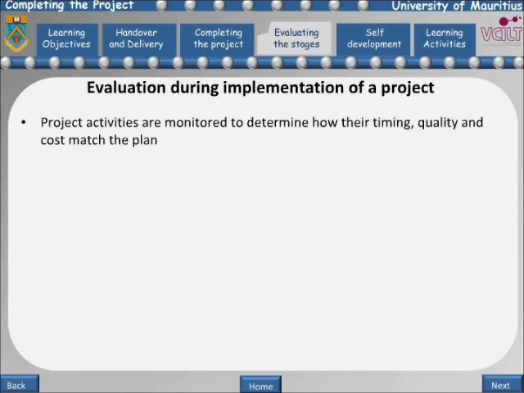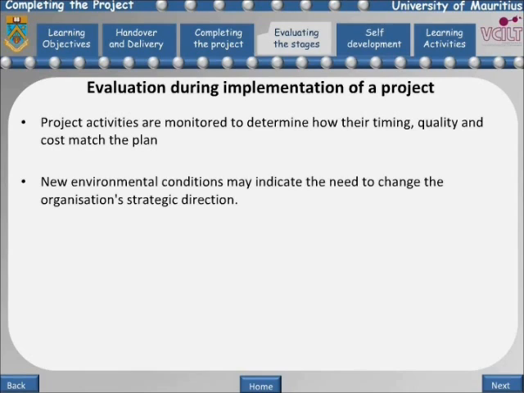At this stage, the project activities are monitored to determine how their timing, quality, and cost match the plan. The results of this monitoring are reviewed to see whether the plan needs to be modified. New environmental conditions may indicate the need to change the organization's strategic direction. It might be necessary, in that case, to realign the project so that the outcomes relate to the new direction.